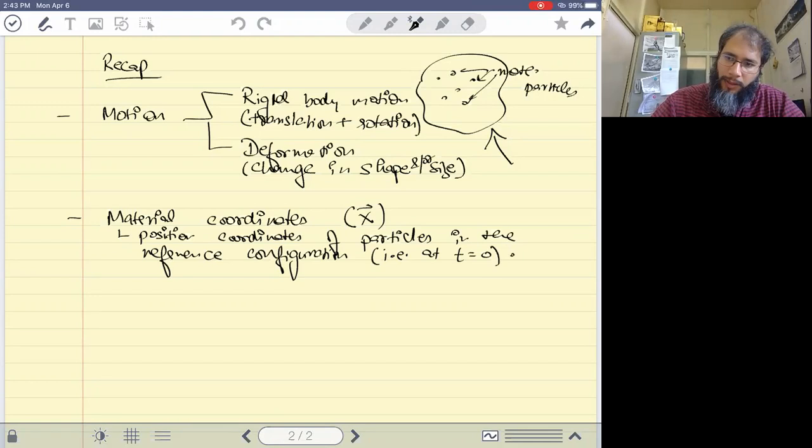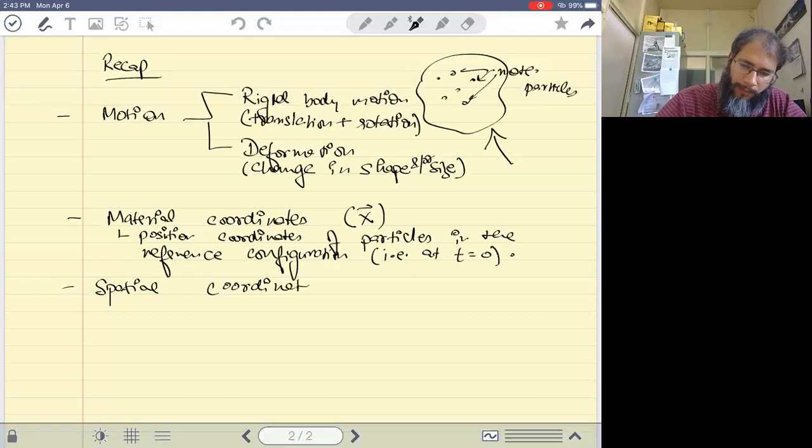All right, so the other thing we discussed was spatial coordinates, which we denote using the small x vector. Spatial coordinates refer to coordinates in space, so they are fixed in the room or the space coordinate system. Now different particles may pass the same spatial coordinate depending on how the body is moving.